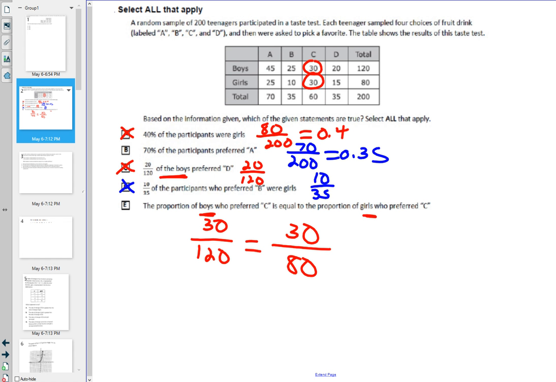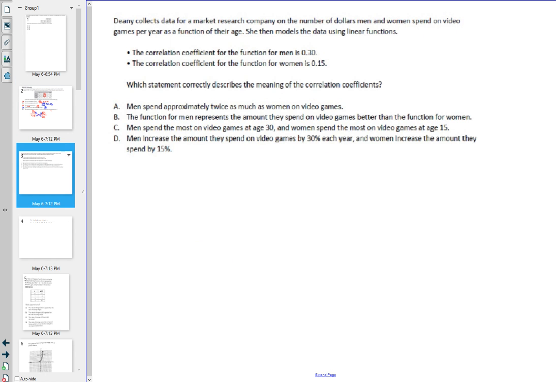One other thing you could even do is cross multiply. Because if this is going to be true, then that times that would have to be equal to that times that, which it obviously is not. So the answers here are A, C, and D. Right, Sam? Sam agrees.